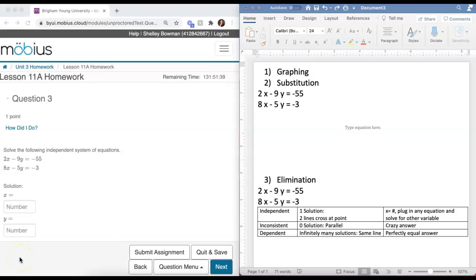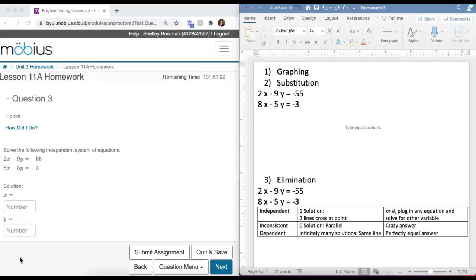This tutorial is for Mobius, Lesson 11A, Homework Question number 3. Solve the following independent system of equations. We have 2x minus 9y equals negative 55 and 8x minus 5y equals negative 3.